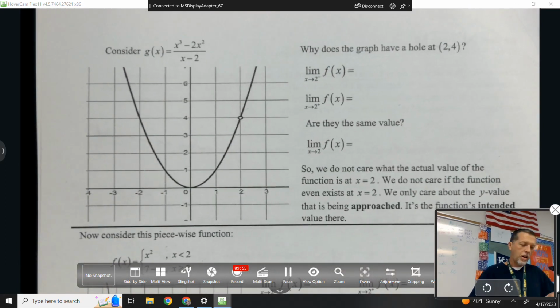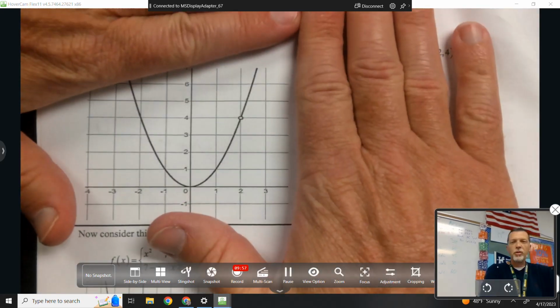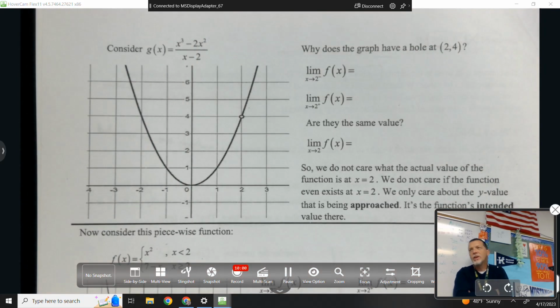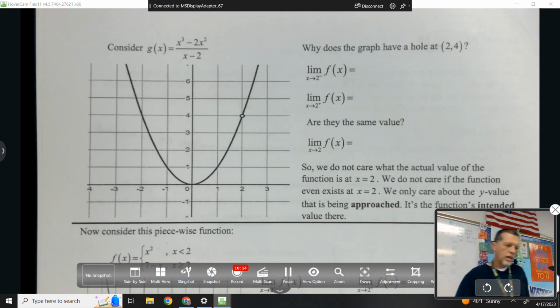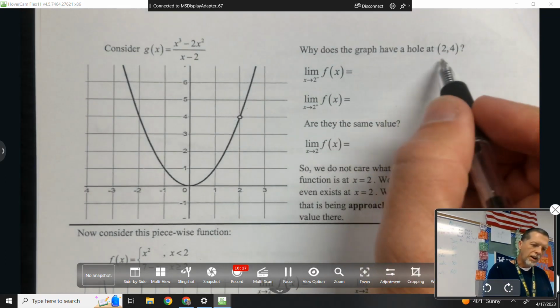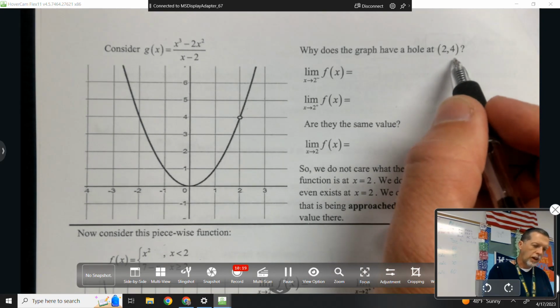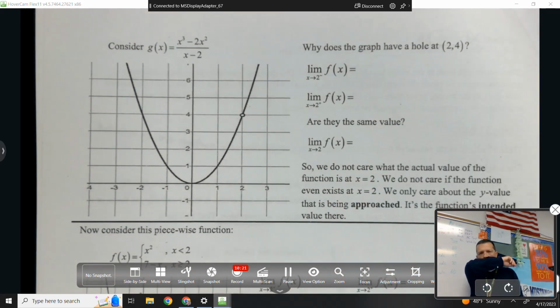Okay, well, look at that picture. Before we look at any of the words on that picture, what's interesting, maybe that's not quite the right word for students, what's different about that graph? What do you notice right away? Yeah, there's a hole there. So something's going on here. Why does the graph have a hole at 2, -4? You know the answer to that?